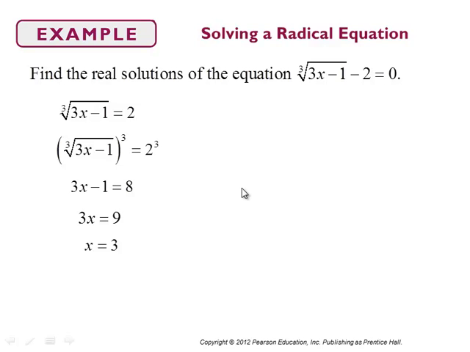Now, you might want to double check. You could do this by inspection. Plug in 3 for x. 3 times 3 is 9. 9 minus 1 is 8. Cube root of 8 is 2. 2 minus 2 is 0. So yes, indeed, 3 is the solution set for this equation.